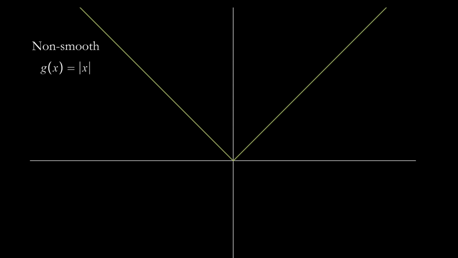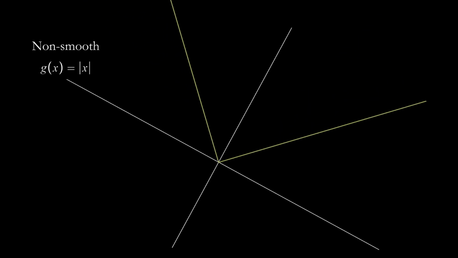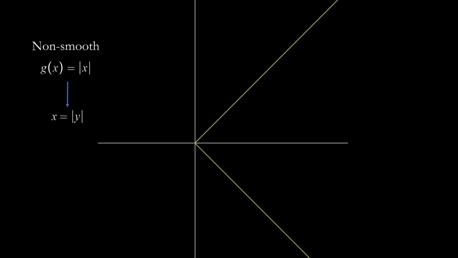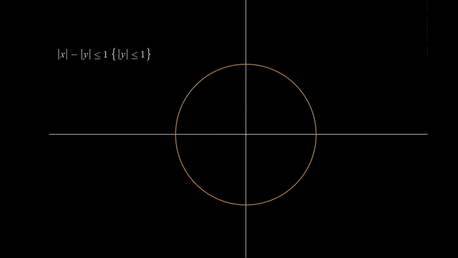Okay, so we want to do what we did before. We want to rotate the graph about the y-axis, and then rotate it down. And when we do this, we get the equation x equals the absolute value of y. So this equation, x equals the absolute value of y, gives this graph. The idea is we want to use analogy to solve our problem.